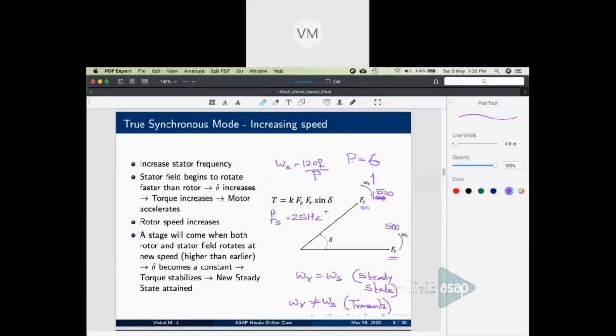Now what do I want to do? I want to increase the speed. So what will I do for that? I change from 25 to 26 Hertz. What happens? The speed will increase to 520 rpm. That is 120 into 26 by 6. That is what I have done here. So 520 rpm. Now what is to be remembered is that this change from 500 to 520 happens instantaneously.